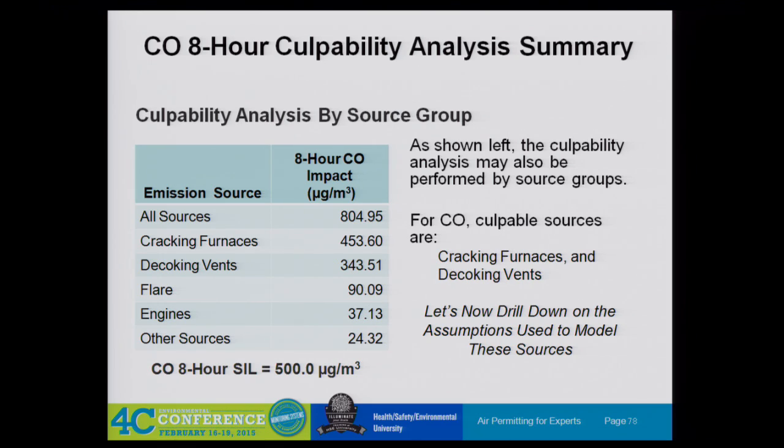All the sources were that 805, and they were trying to get down to 500, right? But when we looked at the cracking furnaces, they alone were 453. So we know that something's got to give on the cracking furnaces. And these decoking vents were also really high. Flare and engines and other sources fell off, but here's our target. We got to get below 500. So let's drill down on the assumptions we used in the model that predicted these high cracking and decoking furnace concentrations.